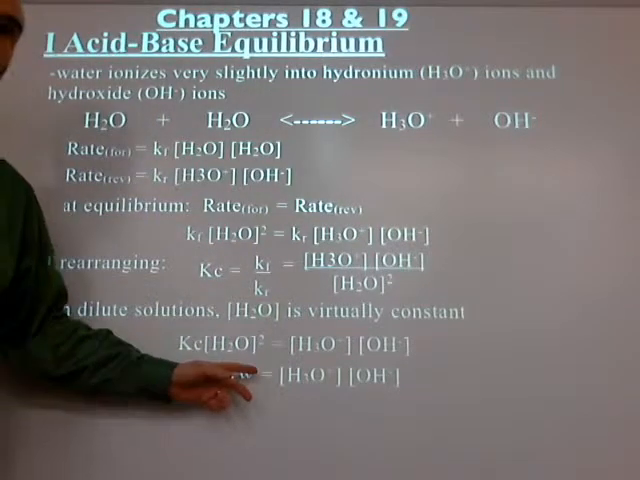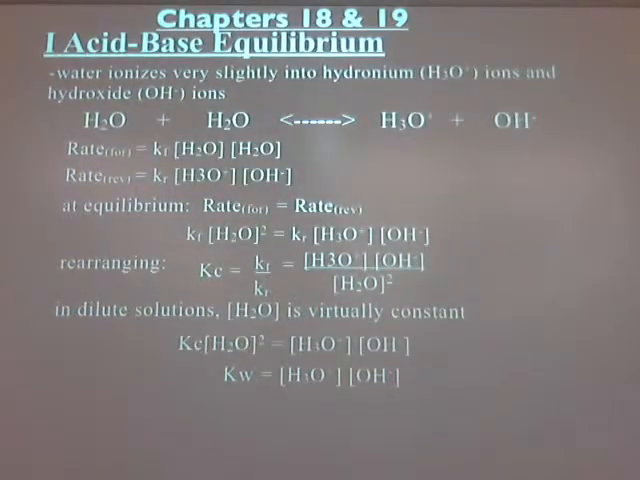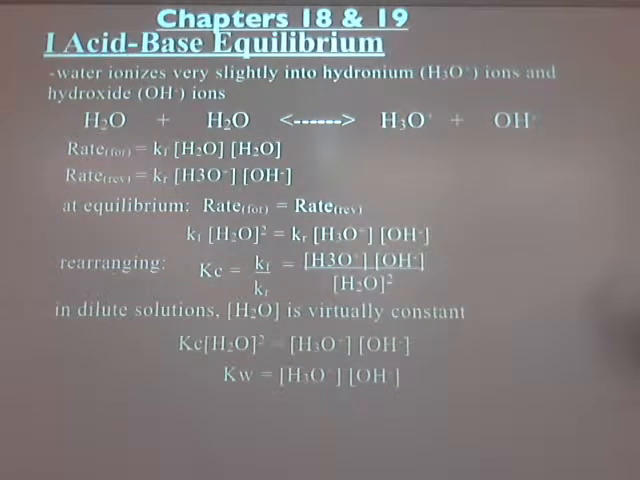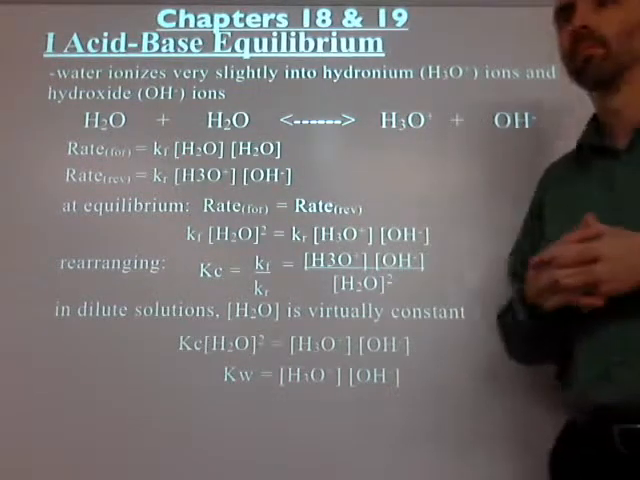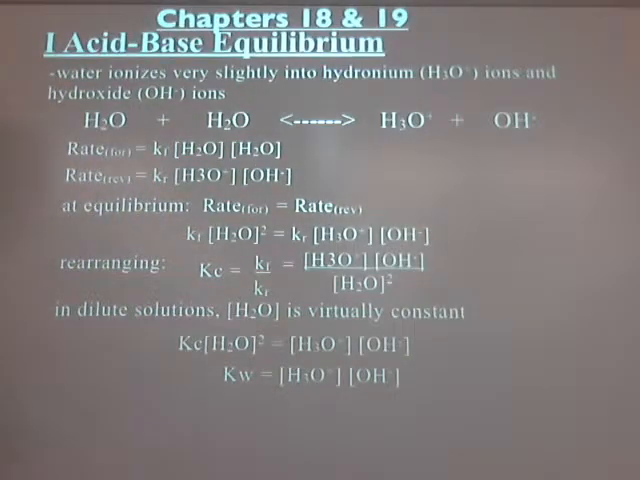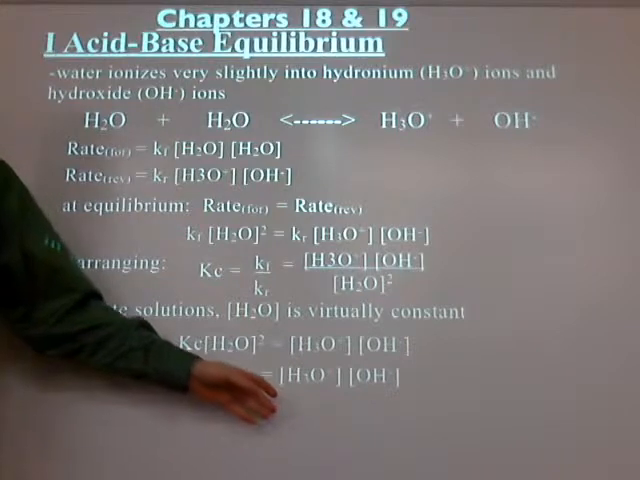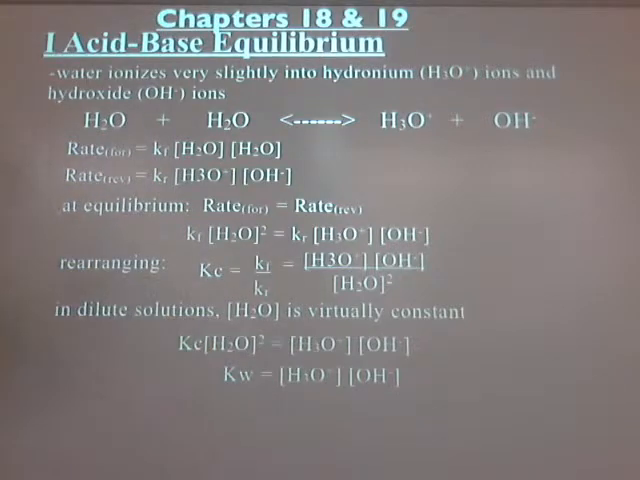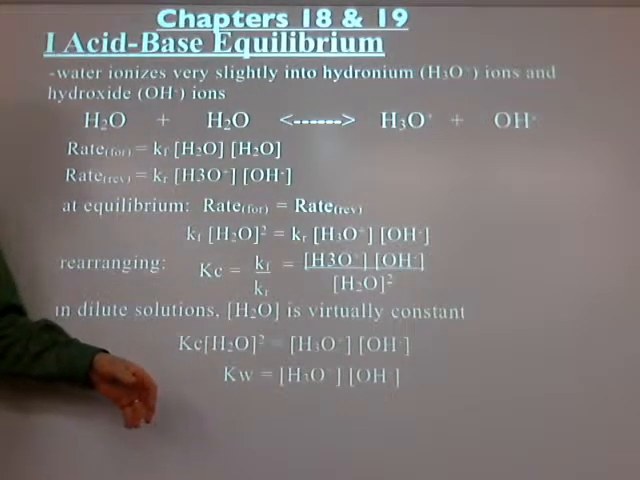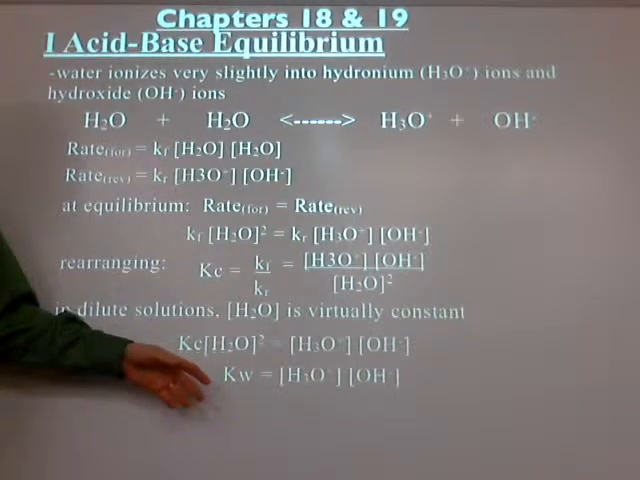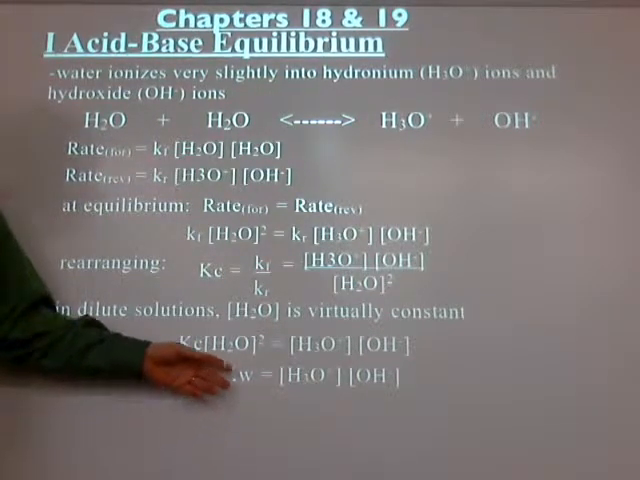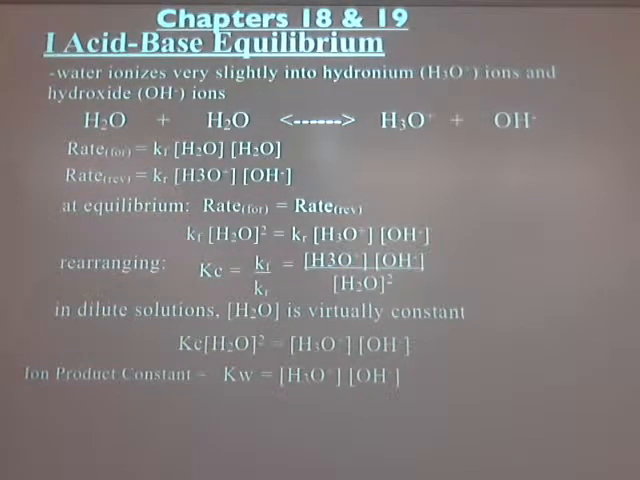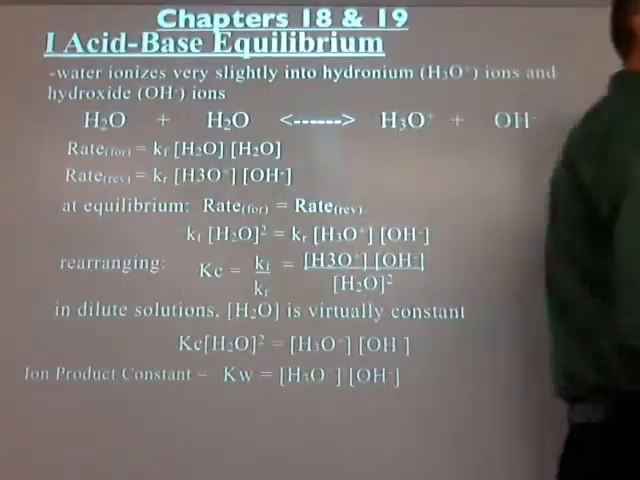Kw is Kc times water squared. Okay? Because the reason being, water is a constant if we're dealing with this equation where we have such a small amount of hydronium and hydroxide ions produced. You may recognize this, because if you don't yet, you will in a minute. We used it last year. All right, let's do this. That's called the ion product constant of water, by the way. And then I'll show you where we're going to actually derive the actual numbers for it.